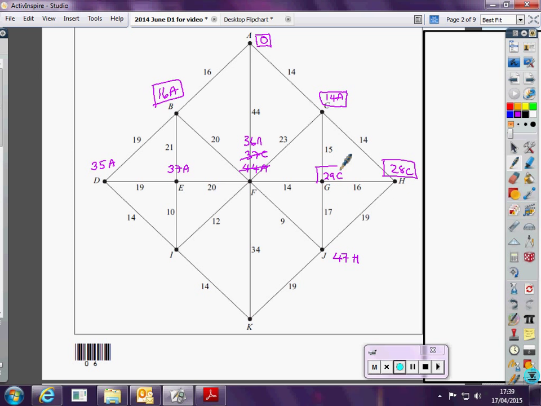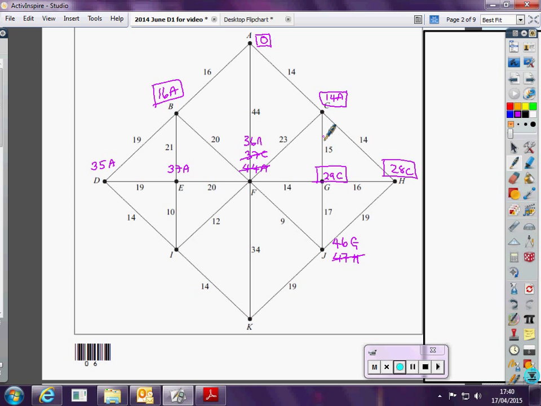29 is the next smallest. That's already got a permanent marker on it. So we're going down here. 29 plus 17 is 46, which is smaller, so 46 from G, and we cross out H. 29 plus 14 is 40, it's too big, so we don't put that there. That already has a permanent marker, so that's all we can do.